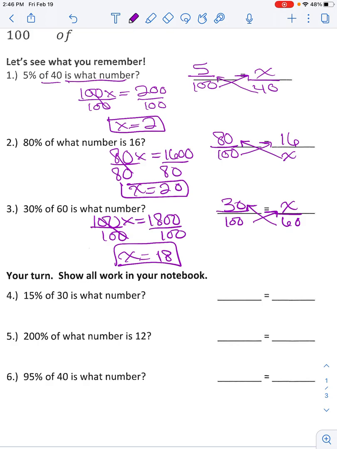Now we want to just review, make sure you are good to go. Why don't you pause the video, do 4, 5, and 6, and then unpause to see if you got these correct.